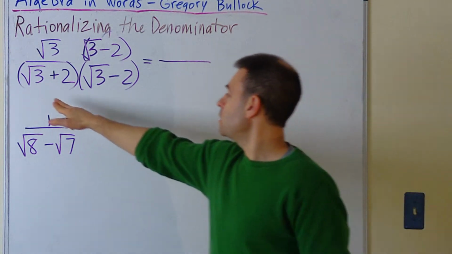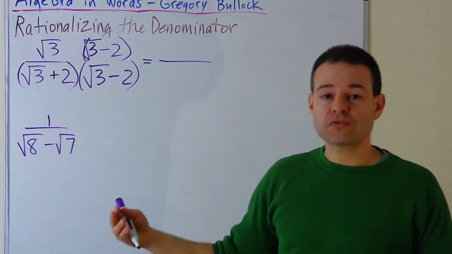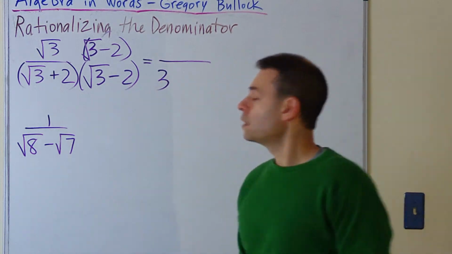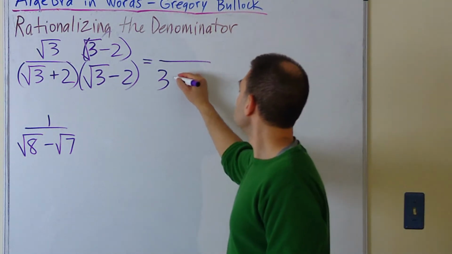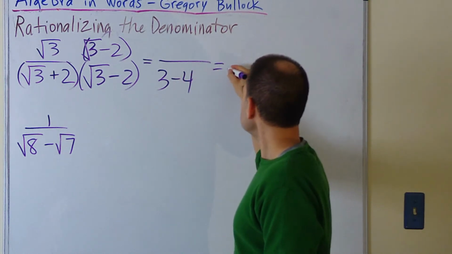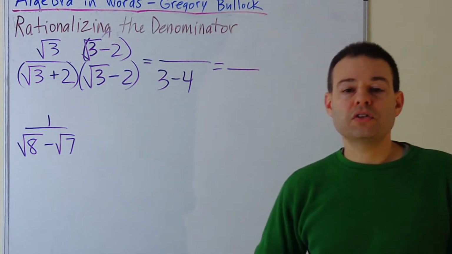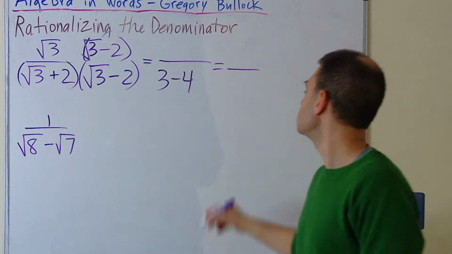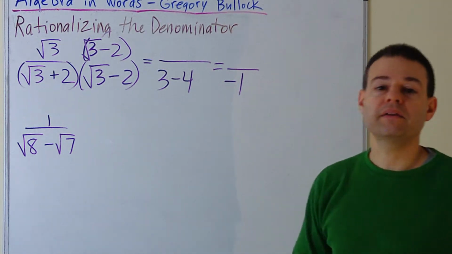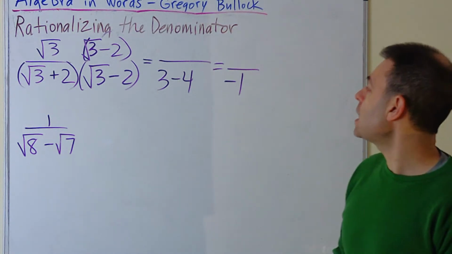The square root of 3 times the square root of 3 is 3. And 2 times negative 2 is negative 4. You can continue that simplification on by doing 3 minus 4 as negative 1. And I put that here in the next step. Now let's go to the top.